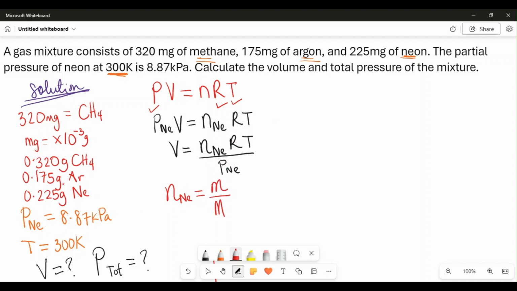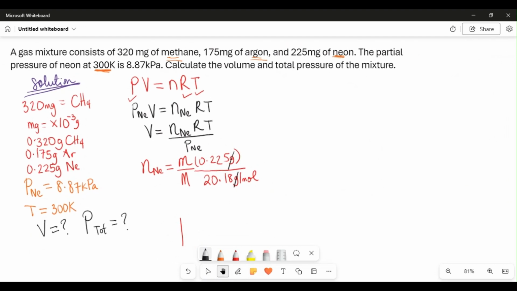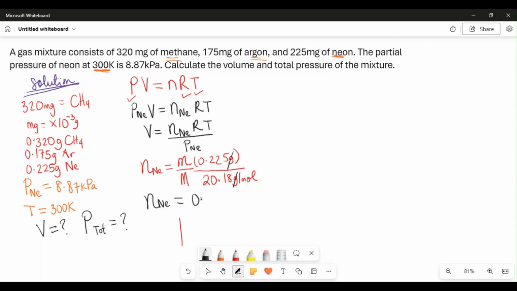We have the mass of neon to be 0.225 grams, and we have the molar mass of neon. Even though we don't have this information on the screen, you can just Google it, which is what I'm going to do, or you can use your periodic table. So the molar mass of neon is 20.18 grams per mole. We insert this in a calculator, cancel out the grams, and get 0.01115 mole. So we've determined the number of moles of neon.